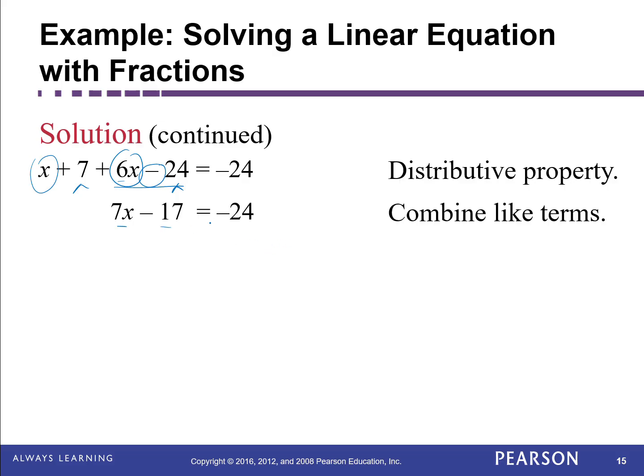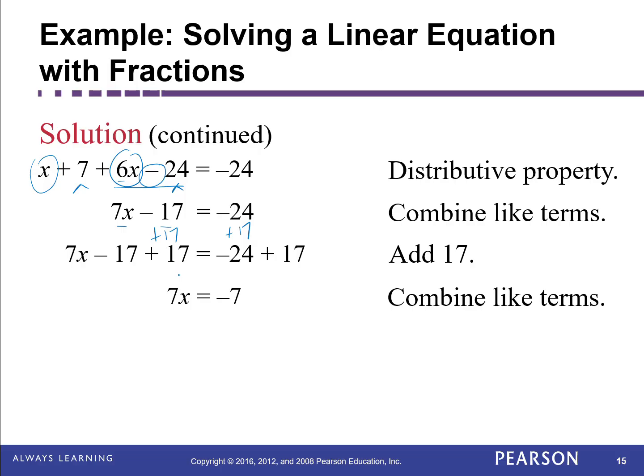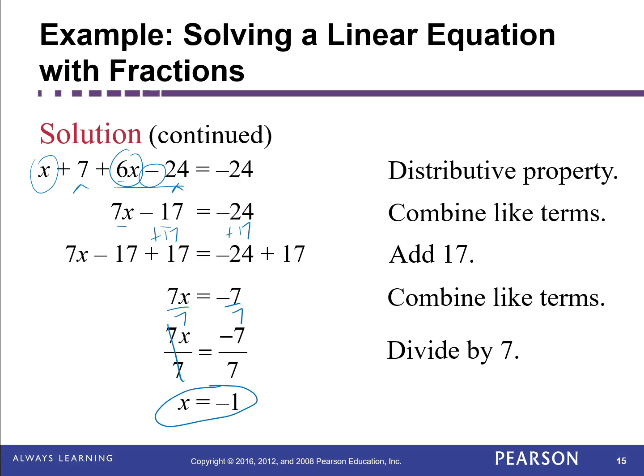Okay. Now we need to get the x by itself. So the next thing we're going to want to do is add 17 to both sides. If we add 17 to both sides, it simplifies down to 7x equals negative 7. And then we're going to want to get x by itself, so we're going to divide by 7. So obviously the 7s cancel here. Negative 7 divided by 7 is negative 1. Negative 1 is our solution, and as always, we can go back and check that negative 1 solution in our original equation to see if we wind up with a true statement.